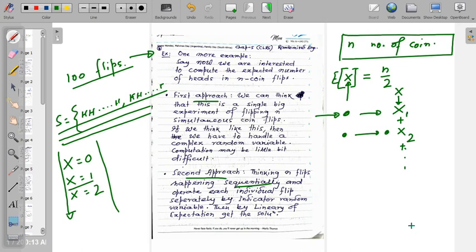This X will be equal to X1 plus X2 up to Xn. And this X1 is nothing but a single coin flip experiment, and I am counting that. In a single coin flip experiment, whether a head is coming up or not, we are already in the process of utilizing an indicator random variable. So that is the main idea: we are decomposing a big experiment into simpler ones, and we are taking the help of the indicator random variable to solve it.